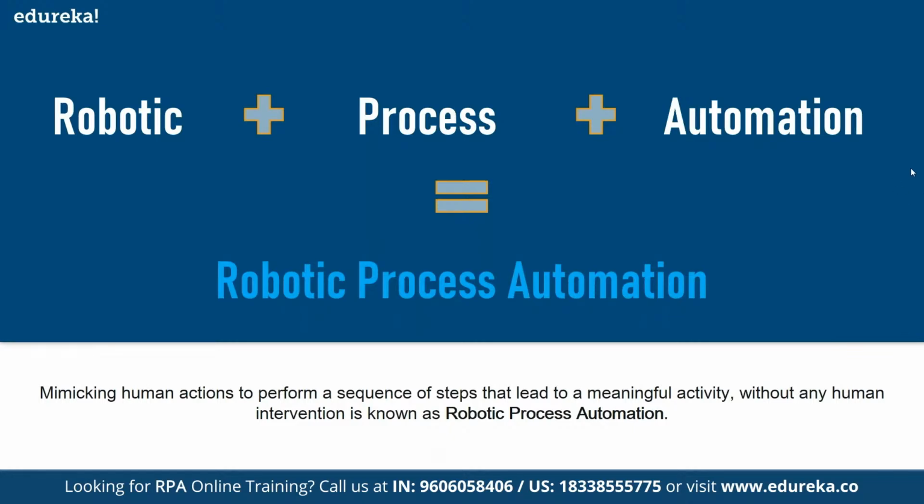So in simple words, as I said previously, in very layman words, whatever a human does manually, when it is performed by a software entity, so-called a robot, that is called robotic process automation. So this is in very layman words, right?